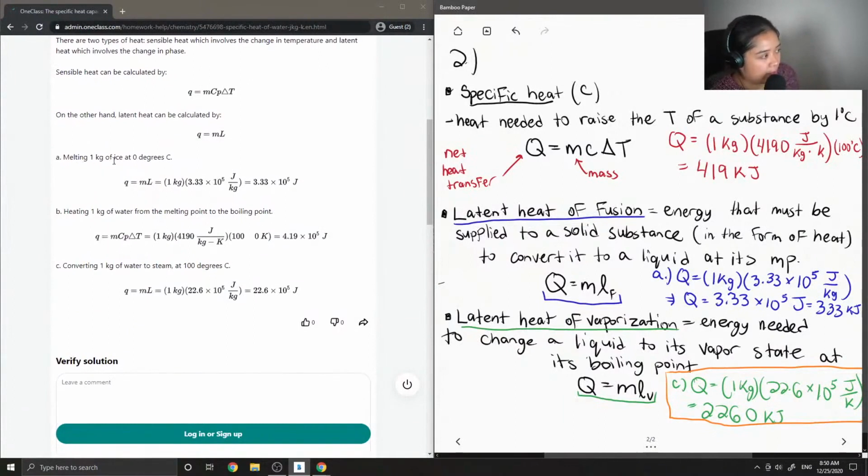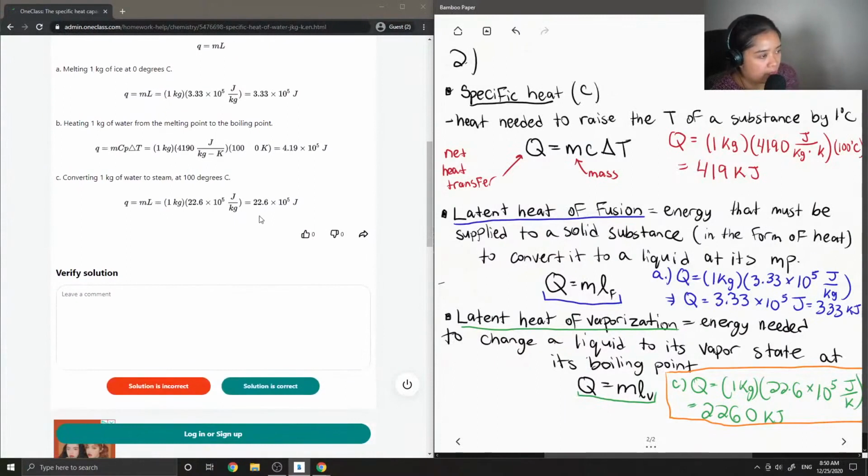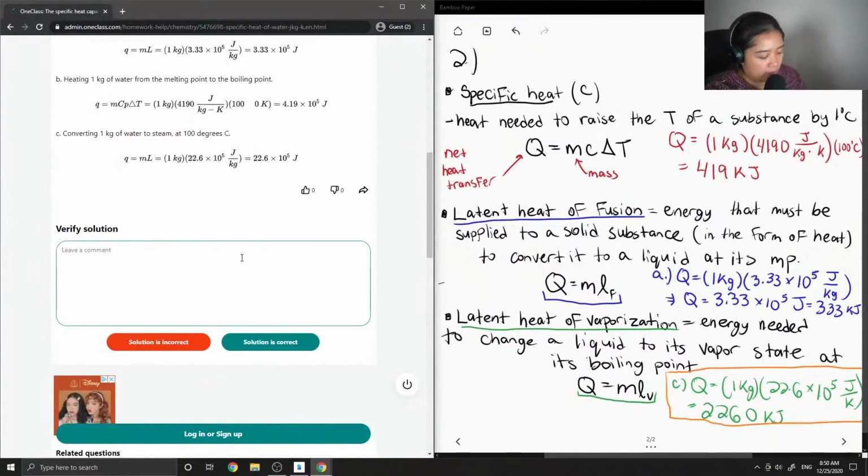Melting 1 kilogram of ice at 0 degrees gave 3.33 times 10 to the 5 joules. Heating 1 kilogram of water from the melting point to the boiling point is equal to 4.19 times 10 to the 5 joules. And then lastly, converting 1 kilogram of water to steam gave 22.6 times 10 to the 5 joules. So that's why C was correct. So this solution is correct.